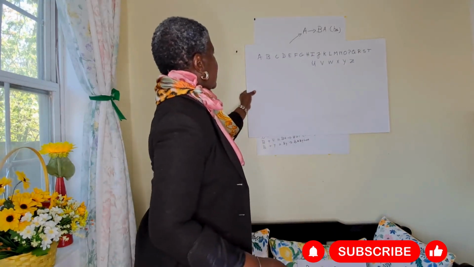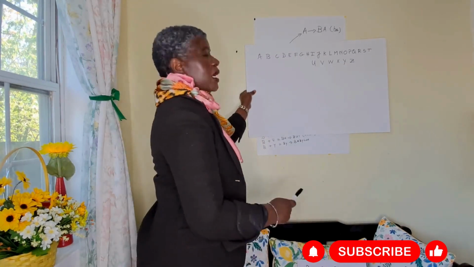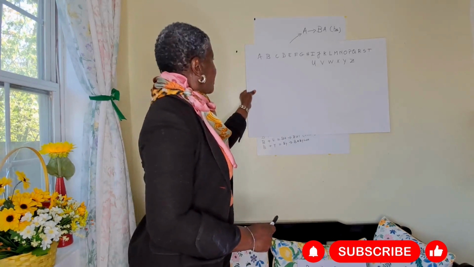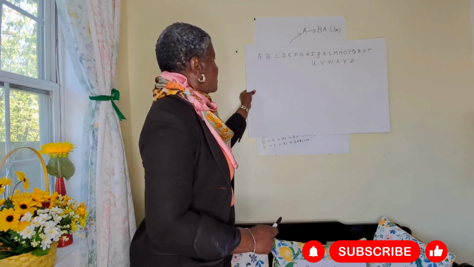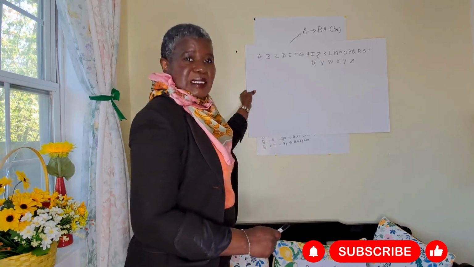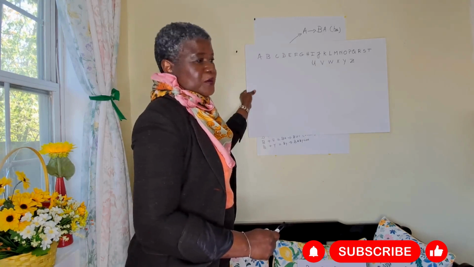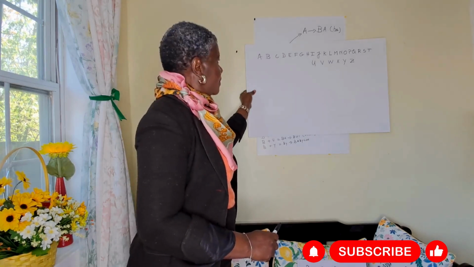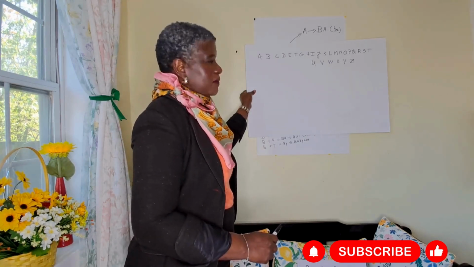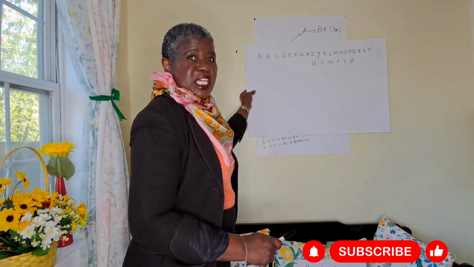So, the French alphabet is A, B, C, D, E, F, G.